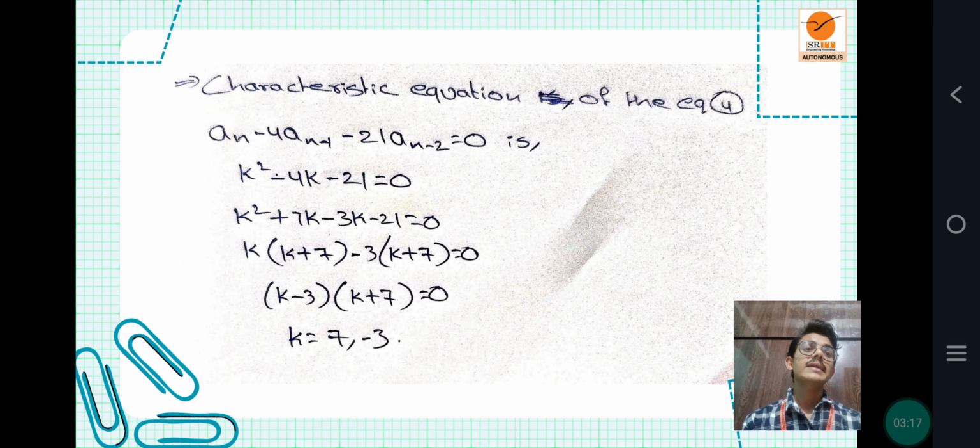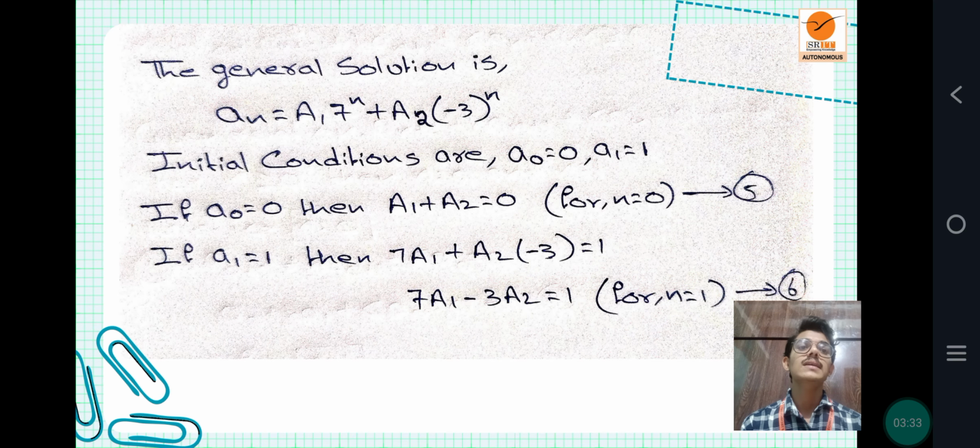Now the characteristic equation of equation 4 gives k = 7, -3. Then we solve equation 4. The characteristic equation is nothing but the roots. Then we get k values 7, -3. The general solution is a(n) = a1·7^n + a2·(-3)^n. We know that this is the general solution.